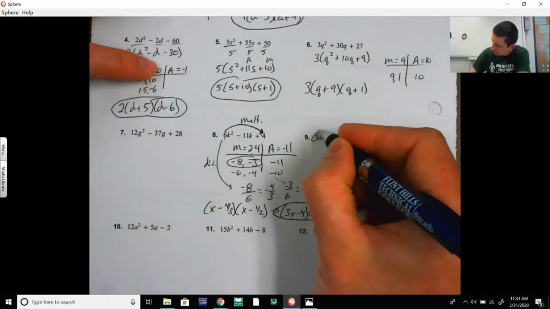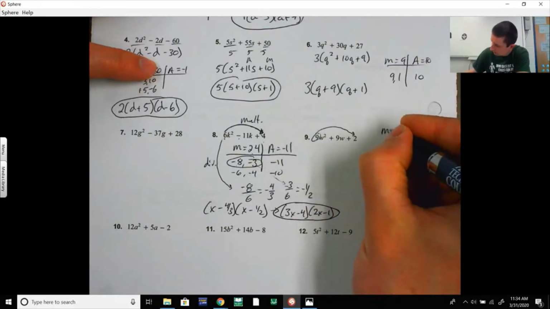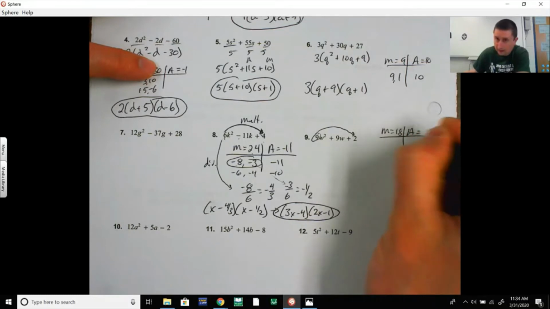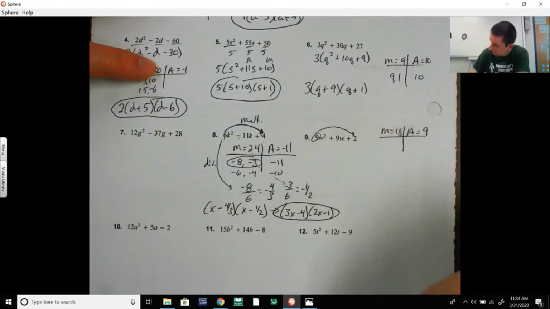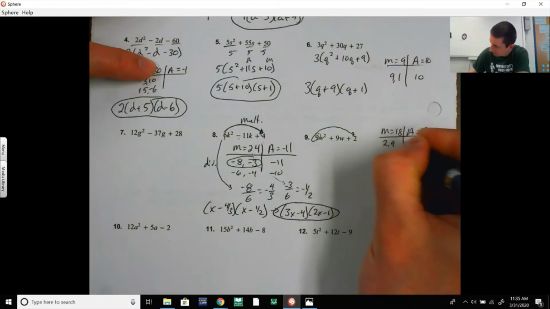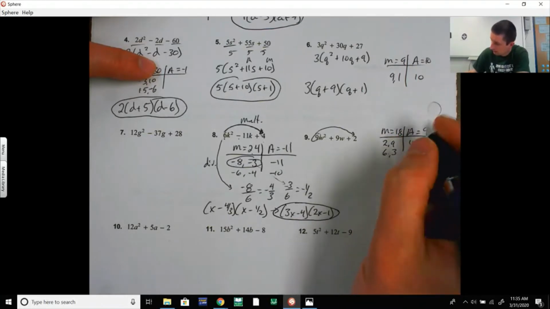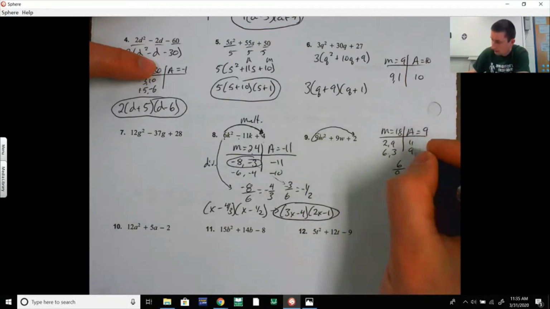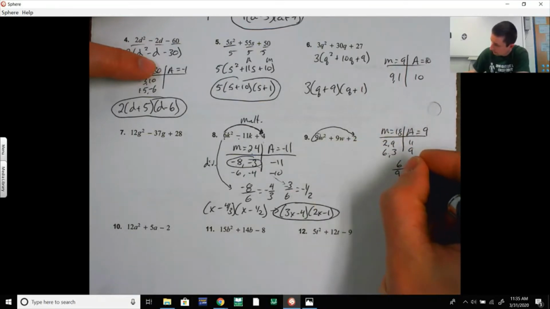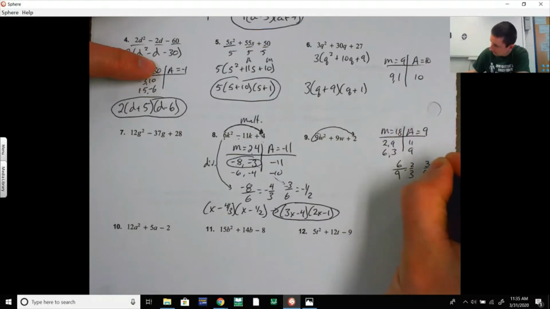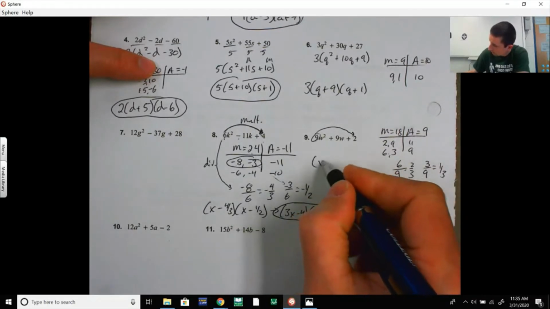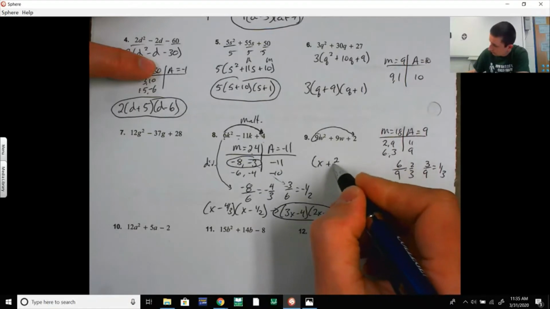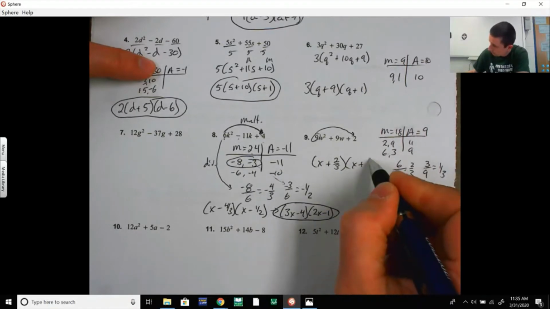So 9. 9 times 2 is 18. So it multiplies to 18 and then has to add to the 9. Multiplies to 18 and adds to 9. So 18 would be 2 and 9. Well, that's 11. We have 6 and 3. That would add to 9. 6 times 3 is 18. So I'm going to take 6 and divide it by 9. This 9 that's in front here. Not the 9 that's in the middle, the 9 that's in front. That's 2/3. I'm going to take 3 and divide it by 9. That is 1/3. So x plus, because it's a positive 2/3, x plus 2/3 times x plus 1/3.